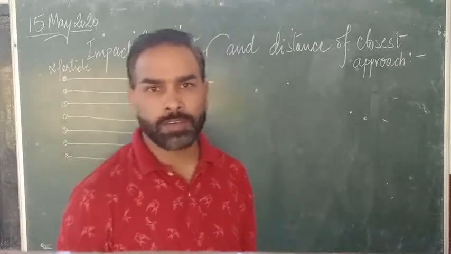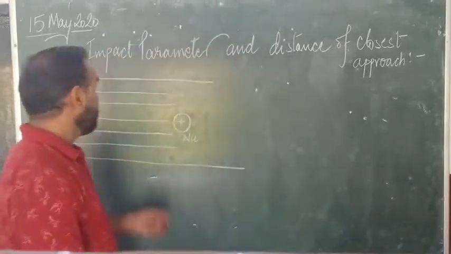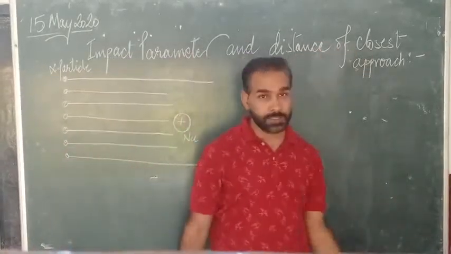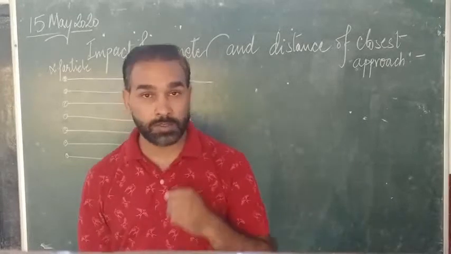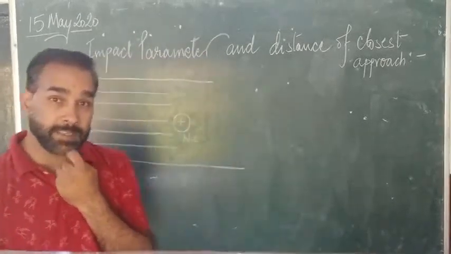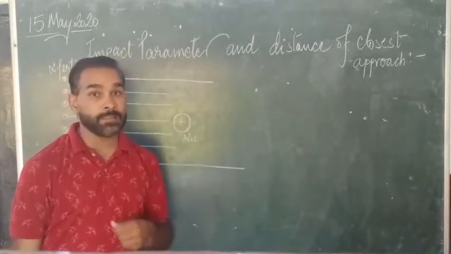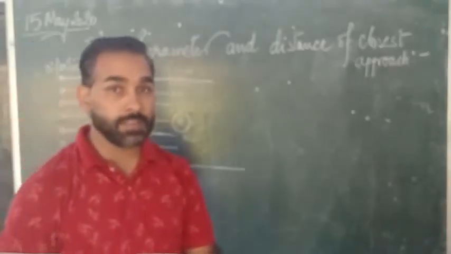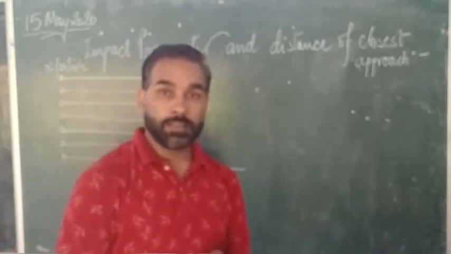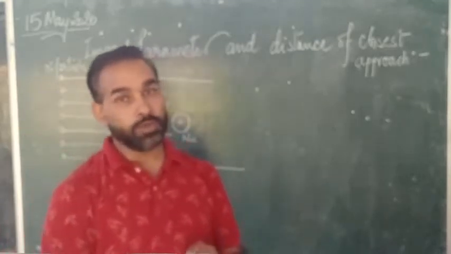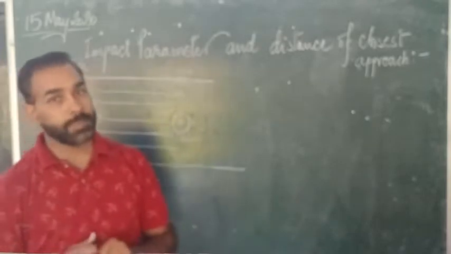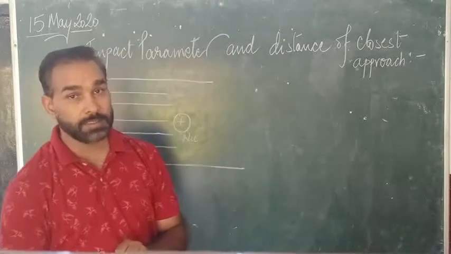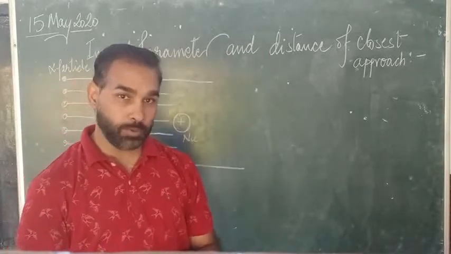Hello students, today we will discuss two important terms: impact parameter and distance of closest approach. These two terms were discussed in the Rutherford or Geiger-Marsden experiment. In the previous video, we discussed the Geiger-Marsden experiment, that is the alpha gold foil experiment. In that particular experiment, they explained these two terms, impact parameter and distance of closest approach.